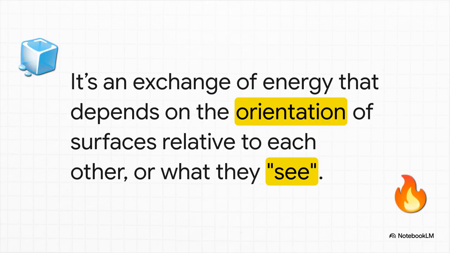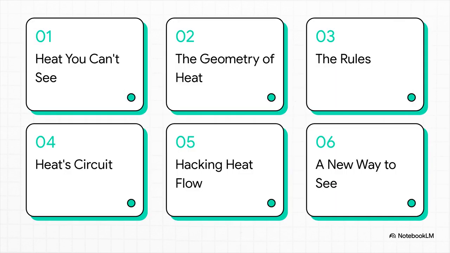That chill you're feeling, that's your own body heat radiating away from you, directly to those colder walls. It's a form of energy exchange called thermal radiation, and it has almost nothing to do with the air. It's all about what surfaces can see each other. And by the end of this, you're going to understand exactly what that means. We're going to break this all down.